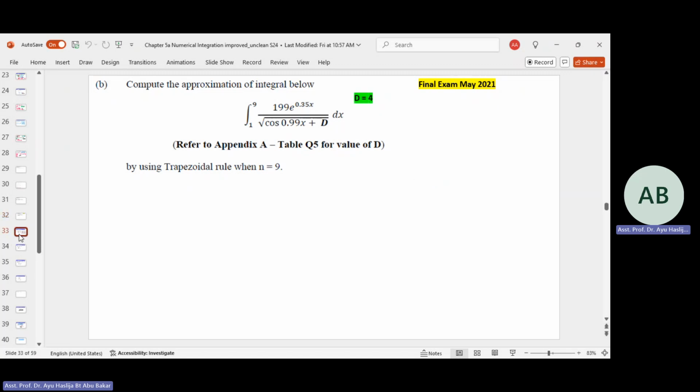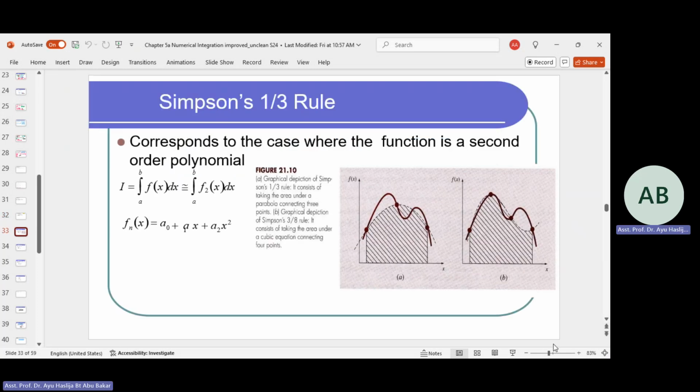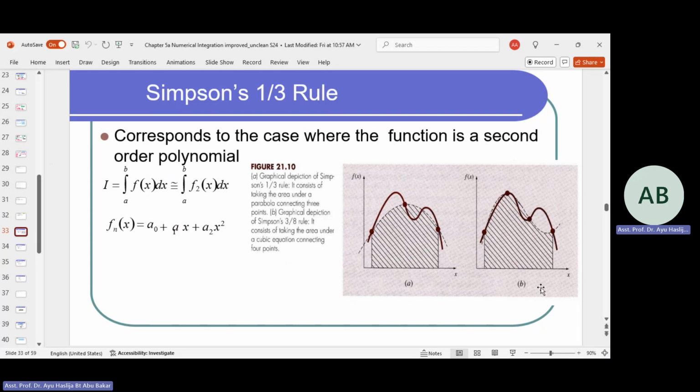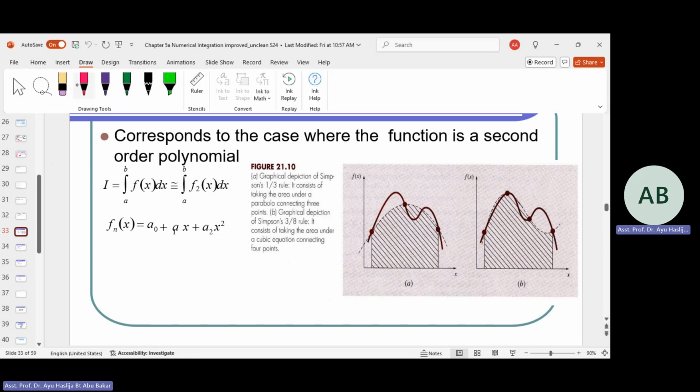So today I will proceed to Simpson 1/3 rule. Got ready the question? Okay, let D be 4. Okay, just put as 4. So this one is for trapezoidal. Today we'll proceed to Simpson's 1/3 rule. Before that, for trapezoidal, the minimum point is 2.